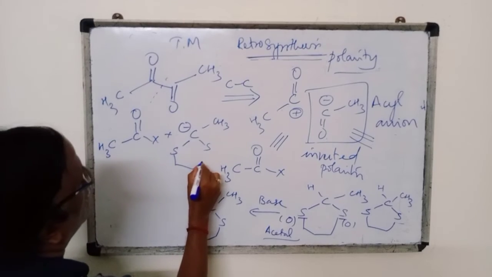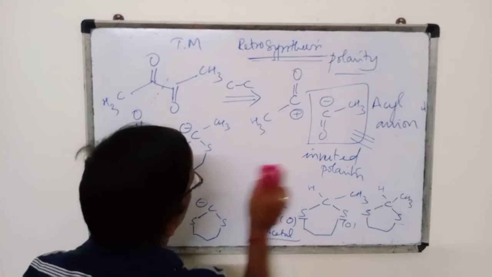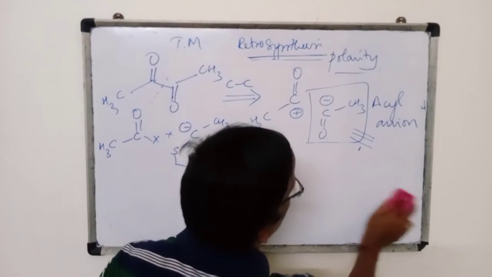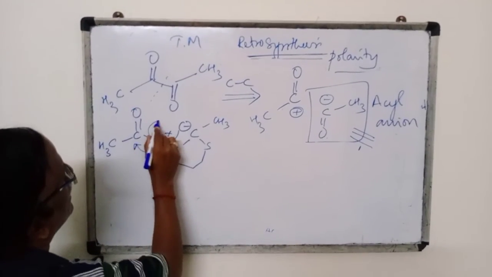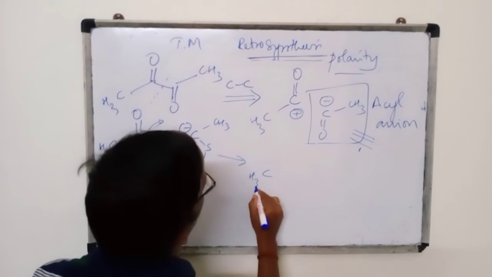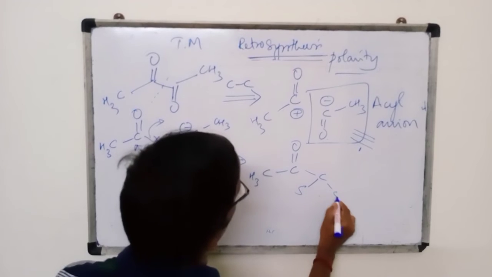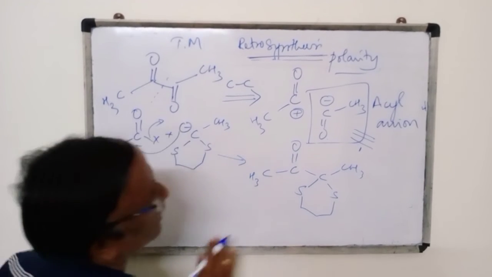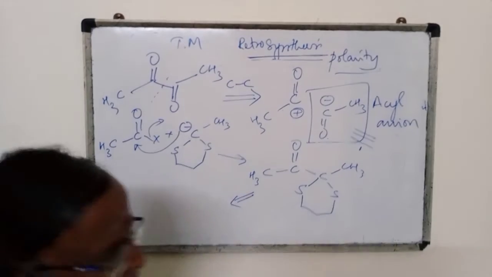Sulfur. I've generated a negative charge species. This negative charge species can attack and the leaving group gets eliminated. So I will be getting a compound of this kind, where I have 2 sulfur atoms and methyl groups here. Now what is my target molecule?